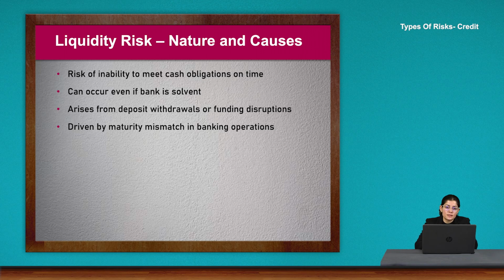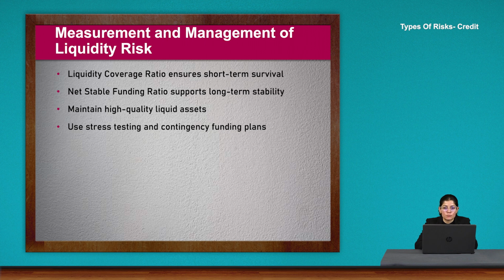Now we will understand the significance or importance of the same. So a bank profits from maturity transformation, funding long-term loans with short-term deposits, but this creates vulnerability. Sudden withdrawals or market disruptions can force distressed asset sales at steep discounts. Let's move to another slide.